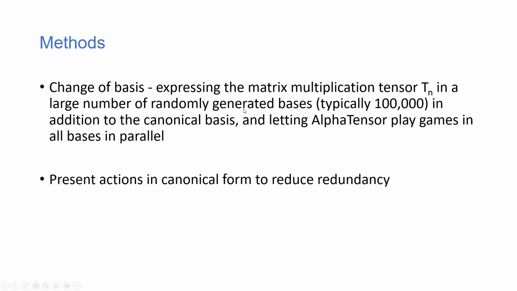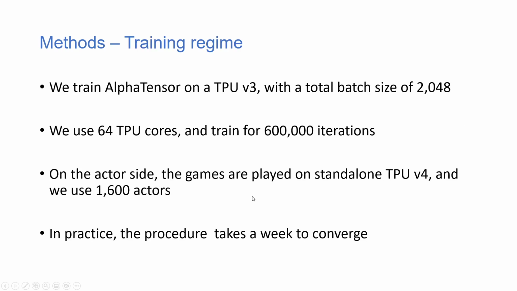And as mentioned before, they use change of bases for data augmentation. They randomly generate bases, typically 100,000. And also the actions are presented in canonical form to reduce redundancy. This was trained on a TPU. For the training, it was done on a TPU version 3 with a batch size of 2048 and a total of 64 TPU cores with 600,000 iterations.